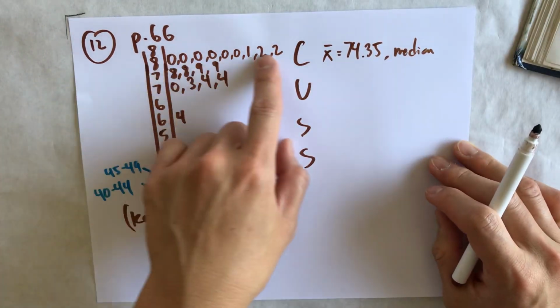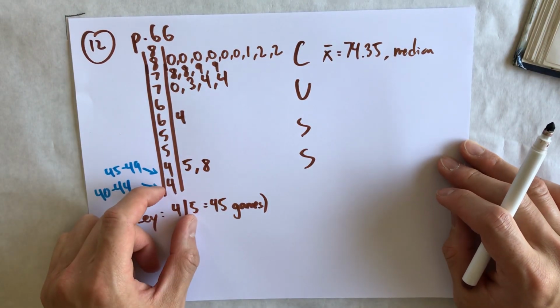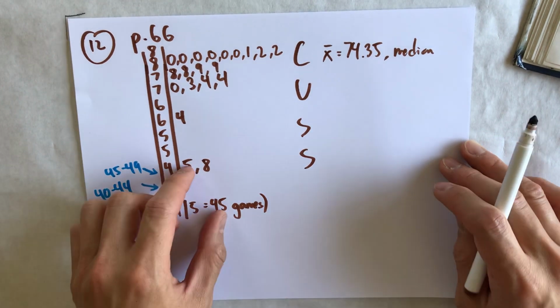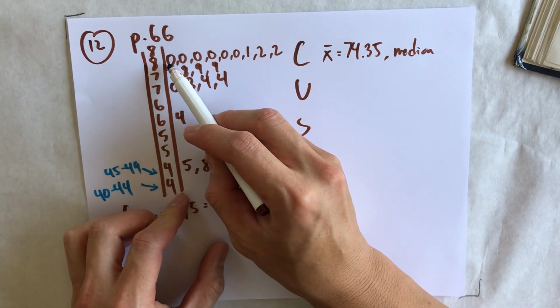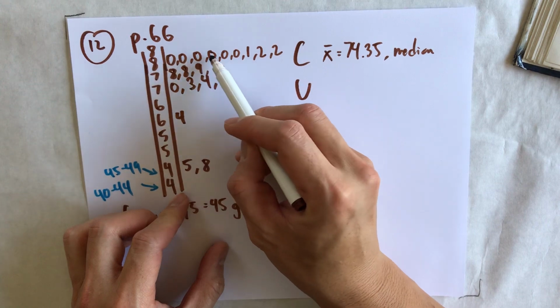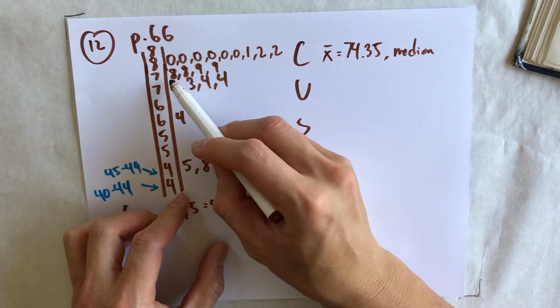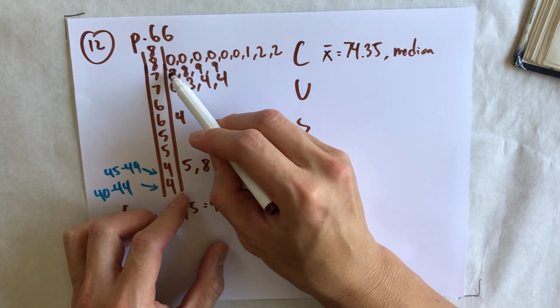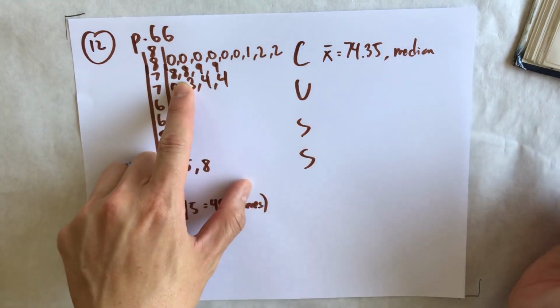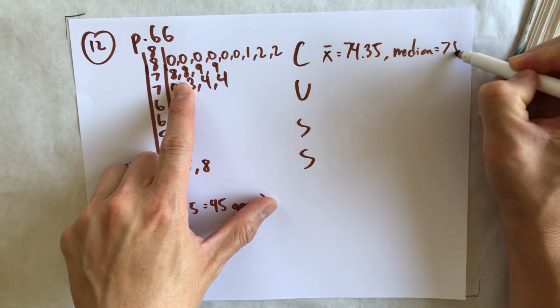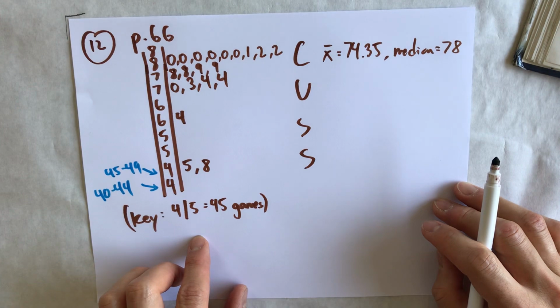Now what if we wanted to do the median as well? If there's 20 numbers, where would the median be? It would be between the 10th and the 11th number. So I'm going to start right here and find the 10th and 11th number. 1, 2, 3, 4, 5, 6, 7, 8, 9, 10, 11. So it's somewhere between this, it's 78 and 78. So the median here would be 78.